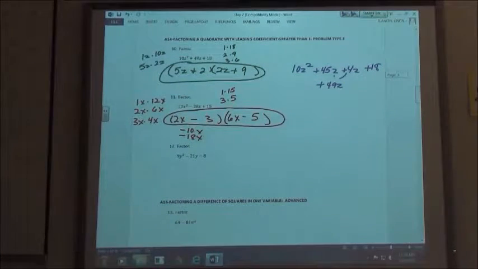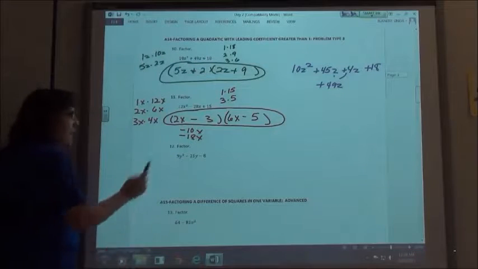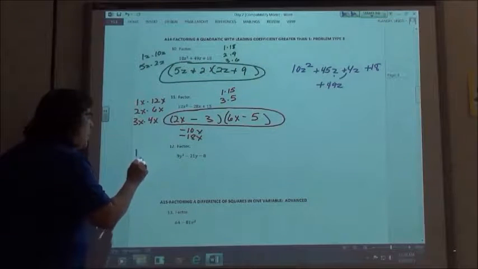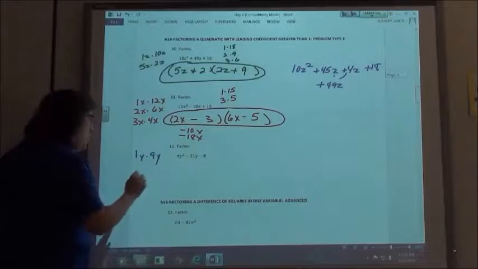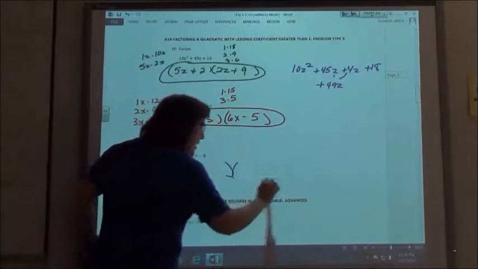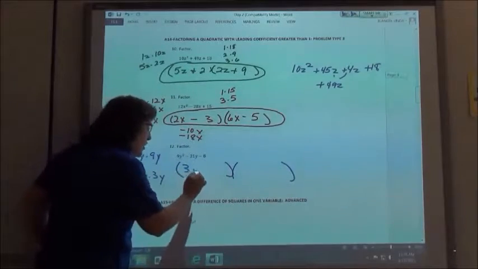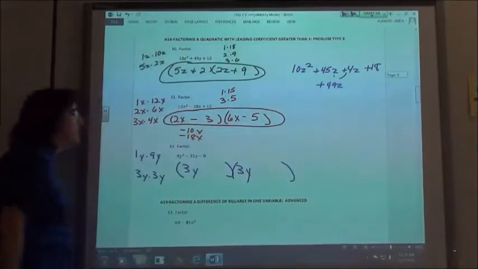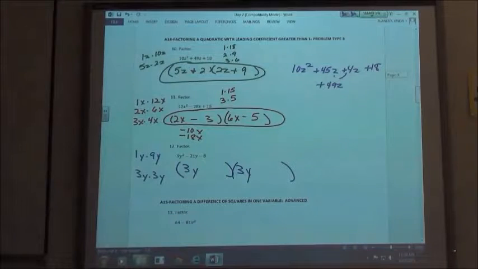Number 12 again tells me to factor. I've got a 9y squared, so it might be a 1y times a 9y or 3y times 3y. So again, I have no idea. I'm just going to try the 3y and the 3y. If that doesn't work, I have to try the 1 and the 9.